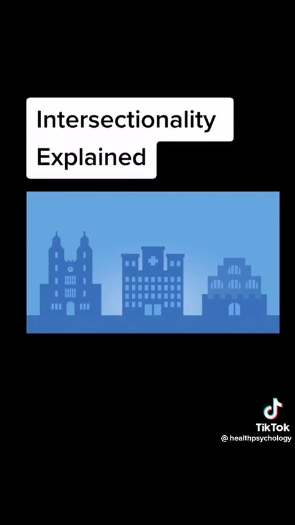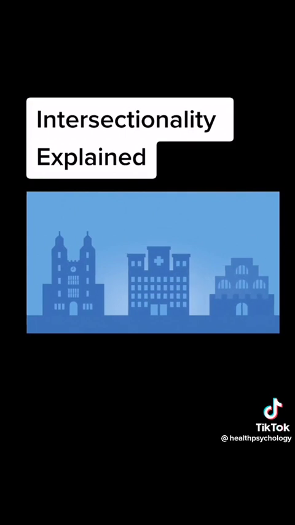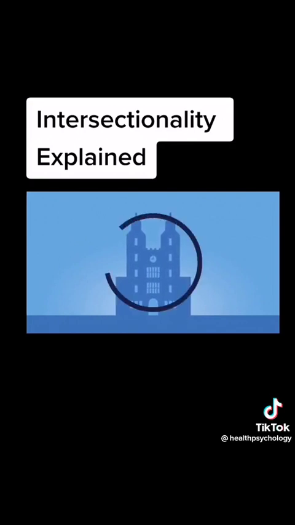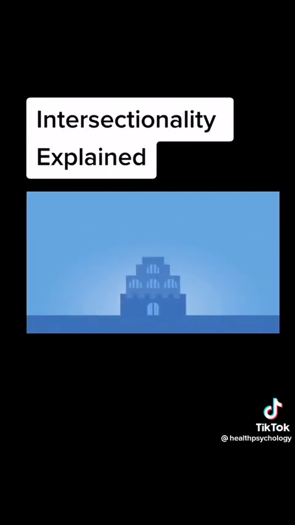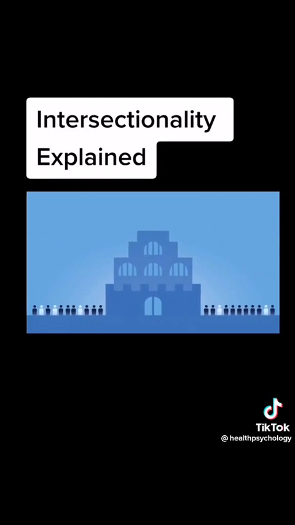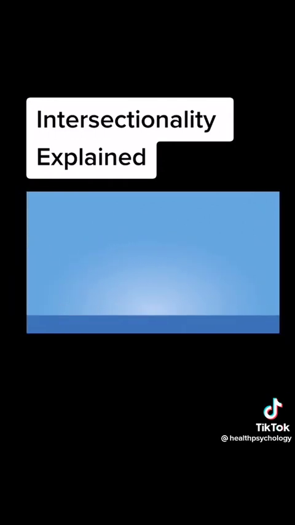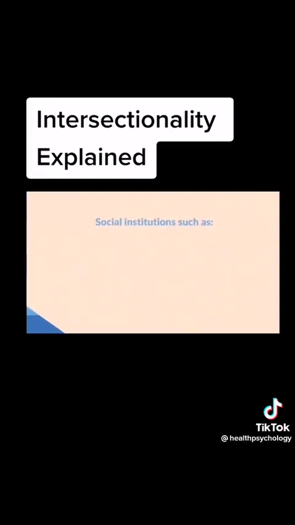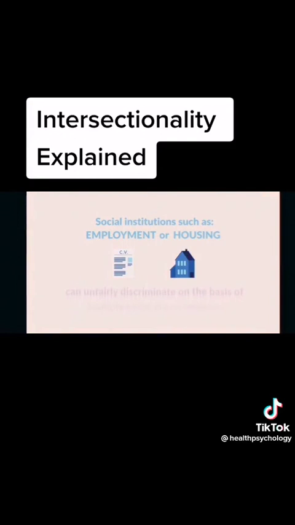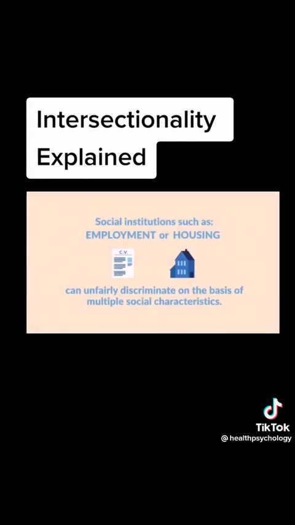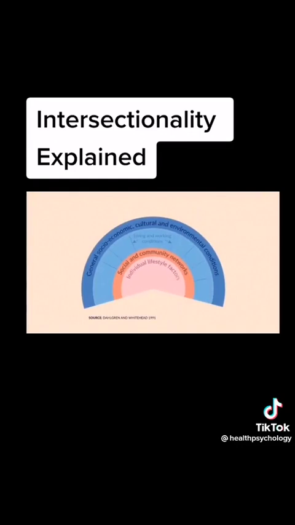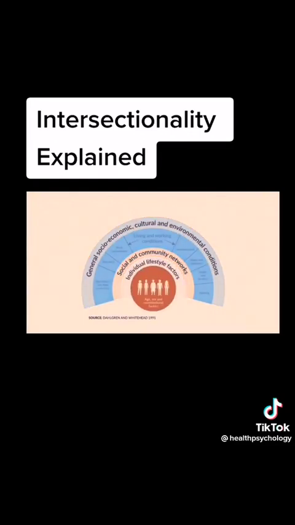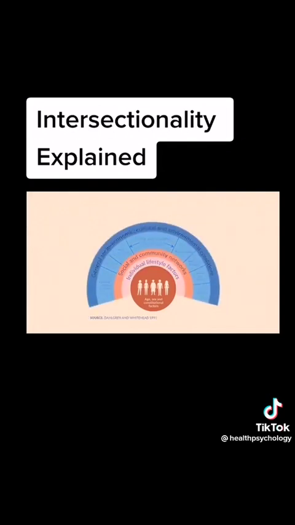These institutions control who enters them and the experiences that they have there. Working-class children are underrepresented among university students, and black men are overrepresented in prison. Discrimination in the criminal justice system, the education system, and in society more widely is a key reason why we see such differences. In fact, any social institution, like employment or housing, can unfairly discriminate on the basis of multiple social characteristics. We know that social institutions are key determinants of health, and this helps to explain health differences based on gender, ethnicity, and other social characteristics.